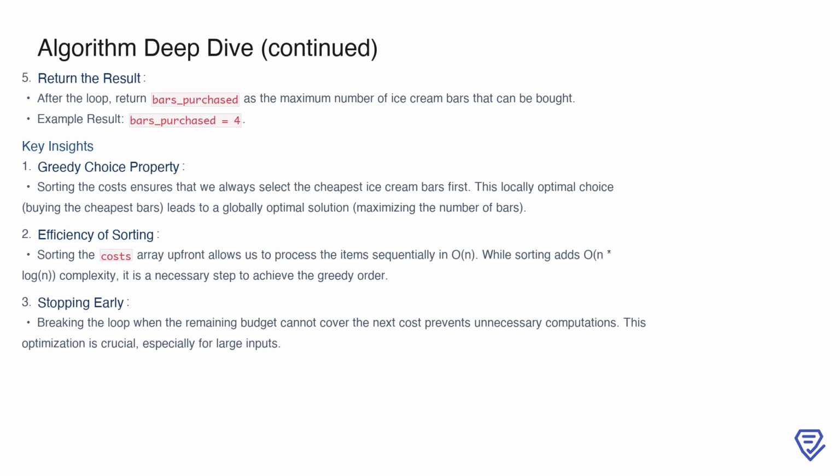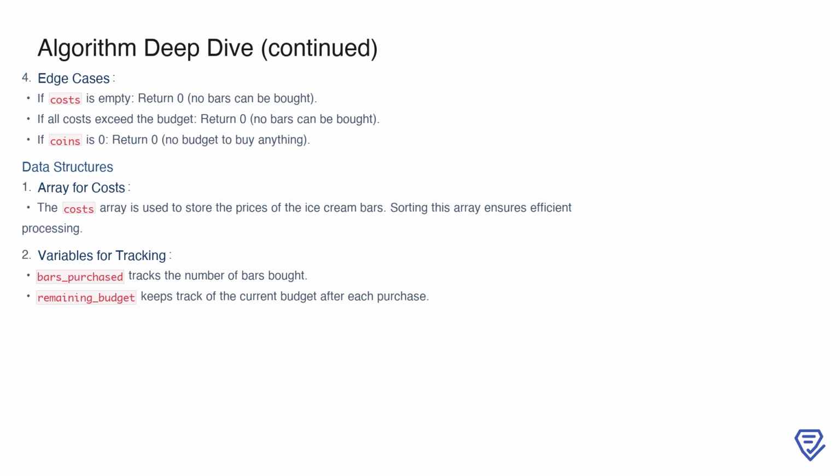This early stopping mechanism ensures we don't waste time on unnecessary computations, making the approach scalable even for large inputs. To handle edge cases, we consider several scenarios. If the costs array is empty, no bars can be bought, so we return 0. Similarly, if all costs exceed the budget, it's impossible to buy any bars, and the result is also 0. If the budget itself, coins, is 0, there's no money available, so again, the result is 0.